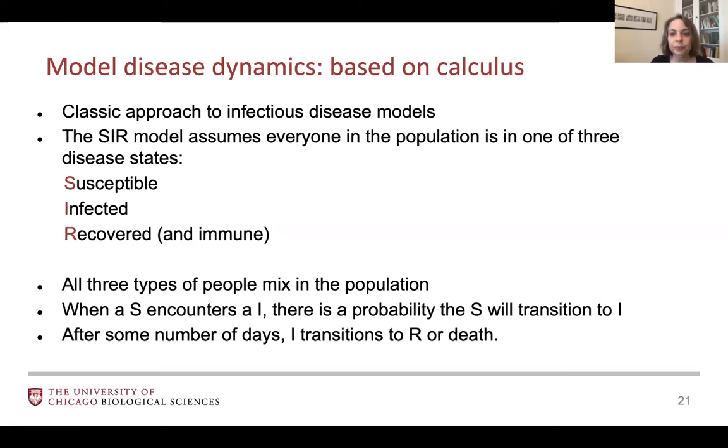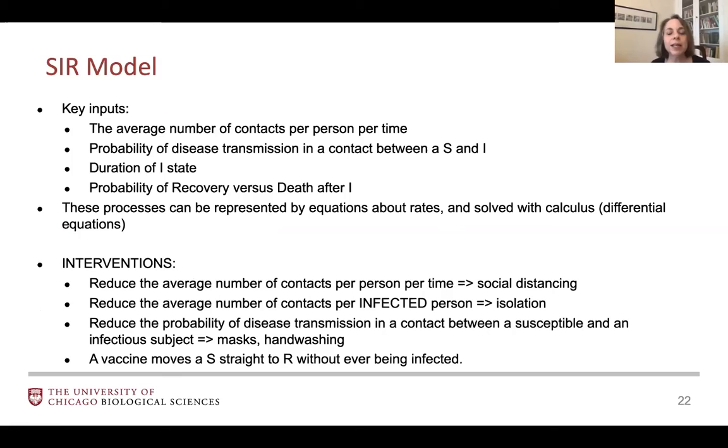So the key inputs on this model are the average number of contacts each little dot is going to have over time, the probability of disease transmission in a contact between a susceptible and infected, the duration of the infected state, and the probability of recovery versus death after the infection. And these processes are represented by equations about rates, and they're solved with calculus. They're called differential equations, these systems of equations.